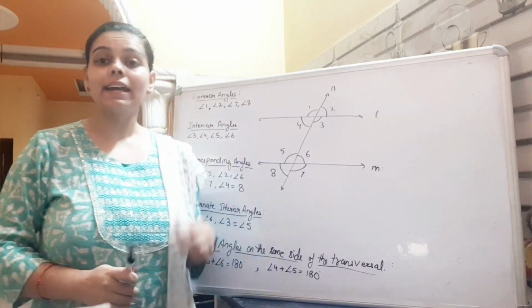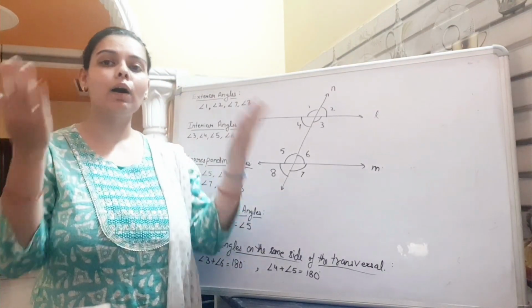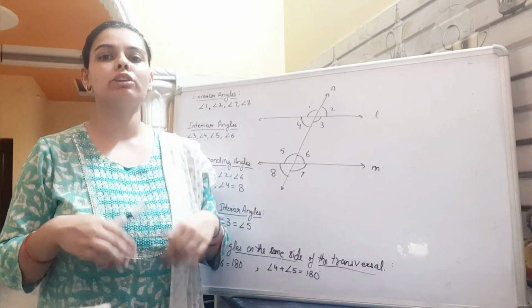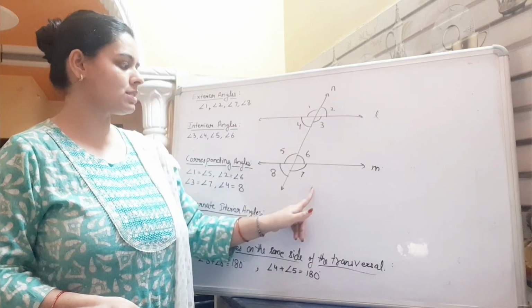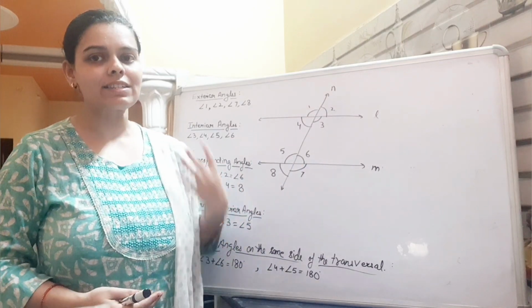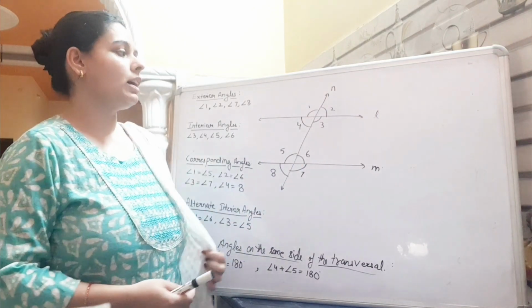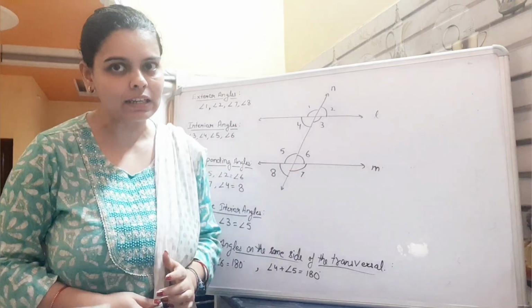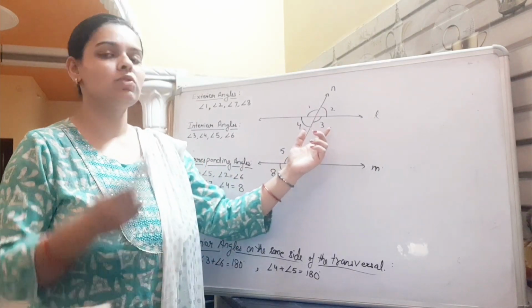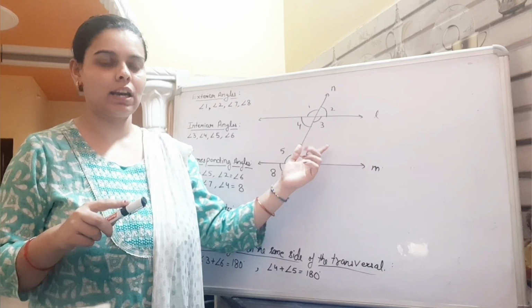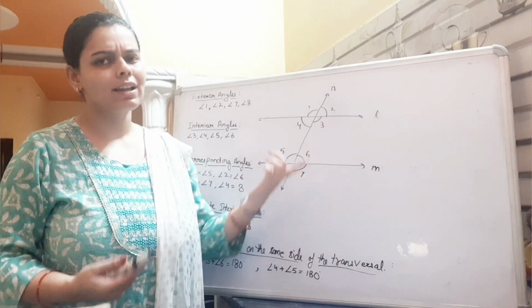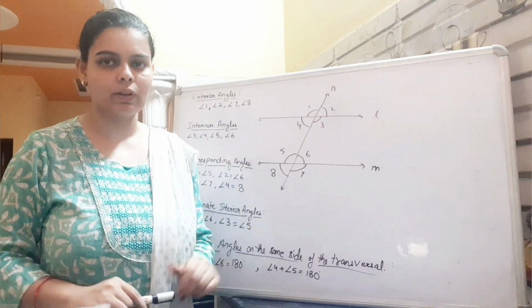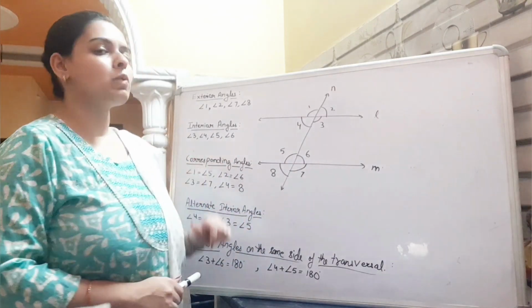Right. Exterior angles are the outside angles, the angles which face the outside parts, like 1, 2, 7 and 8. They are the exterior angles. Talking about the next one, interior angles are the angles on the inside of the parallel lines: 3, 4, 5 and 6. They are the interior angles. Simple. Next is corresponding angles.